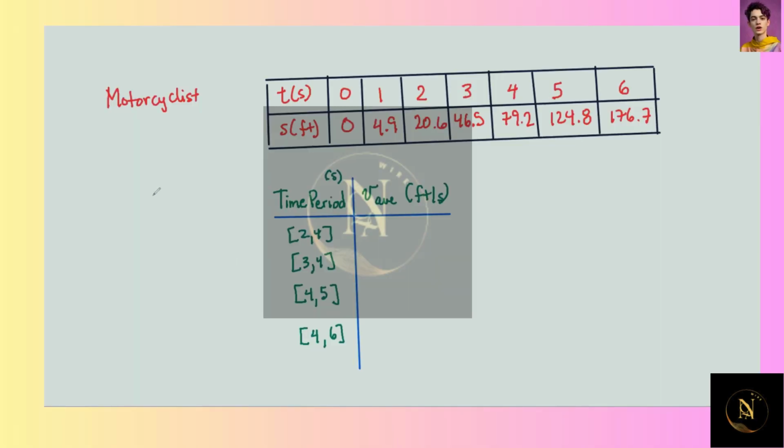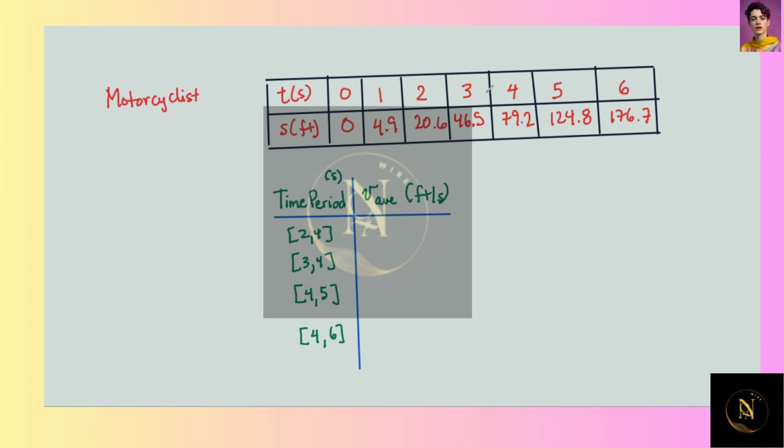All right, here we have a motorcyclist with some data for each second shown in the chart, the position of the motorcyclist. And so our goal is to find the average velocity, well, actually instantaneous velocity. That's our goal. What's the instantaneous velocity of the motorcyclist at 3 seconds?